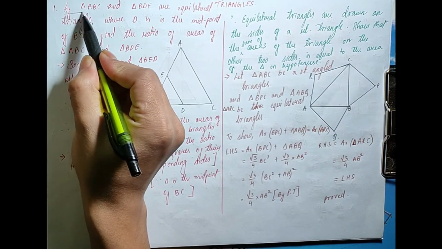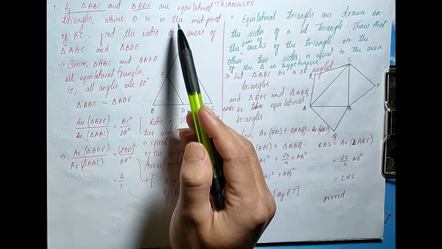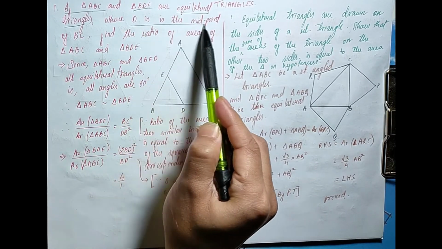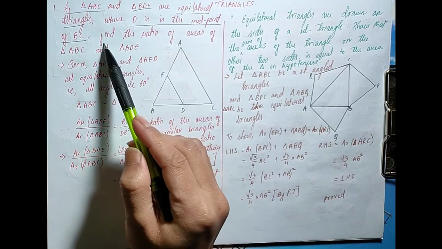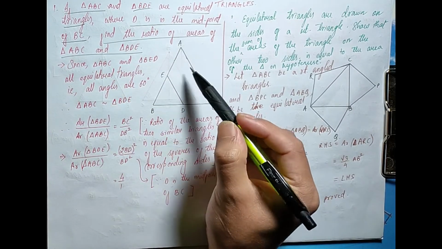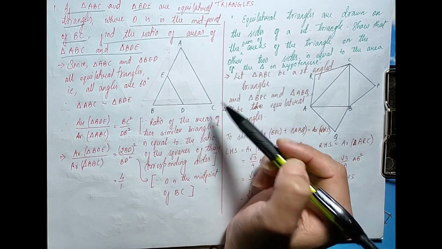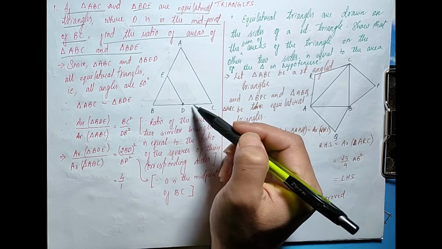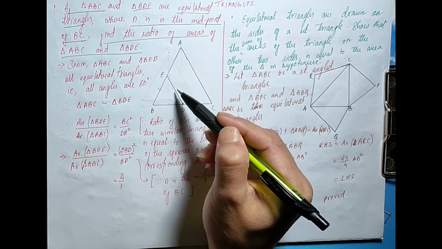If ABC and BDE triangles are equilateral triangles where D is the midpoint of BC, find the ratio of the areas of ABC and BDE. So if you have to draw the figure, this is how it looked. ABC, D is the midpoint. This is an equilateral triangle, meaning all sides are equal, and here also all sides are equal.